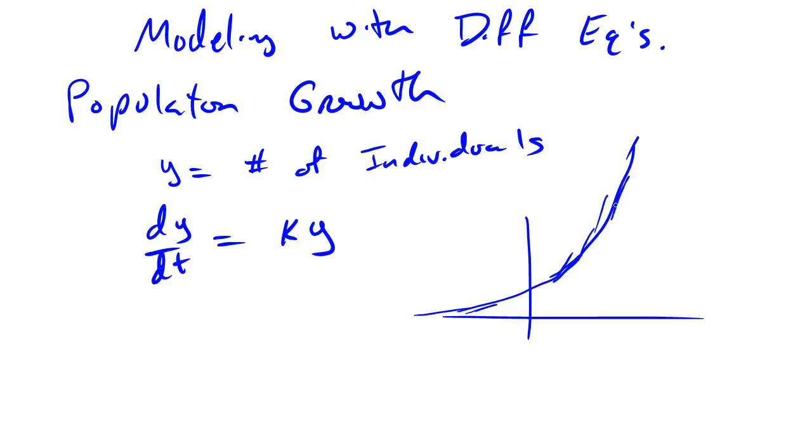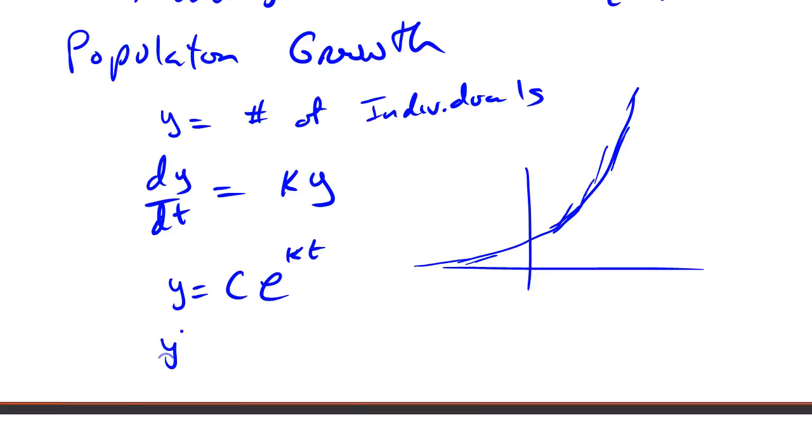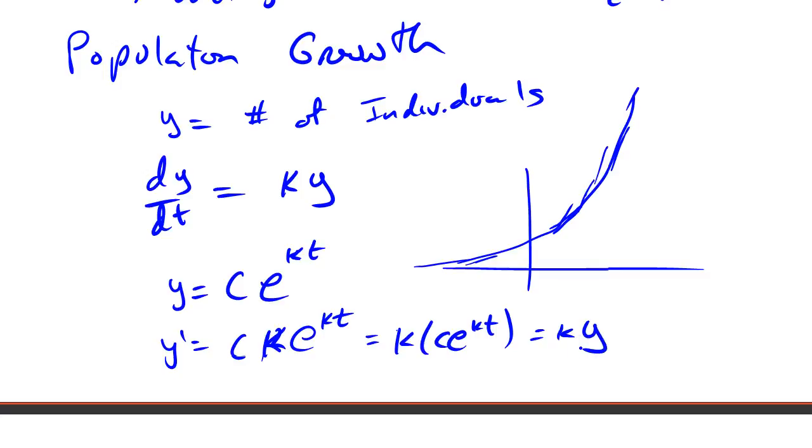In fact, it turns out that y equals c times e to the kt is a solution to this differential equation. I can prove that because if I look at y prime, this constant comes along for the ride. For an exponential, the derivative is that same exponential times the derivative of the exponent, so that's just k. And so this is equal to k times c e to the kt, but the c e to the kt is what y already was to begin with, so that's k times y, and sure enough, the derivative of y is equal to k times y. This is what we call exponential growth.